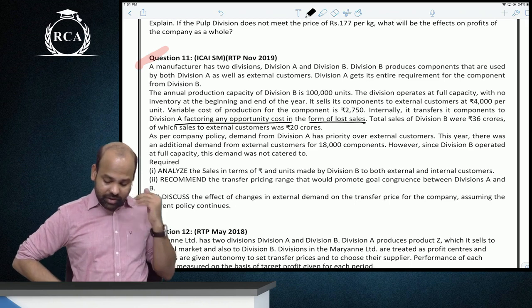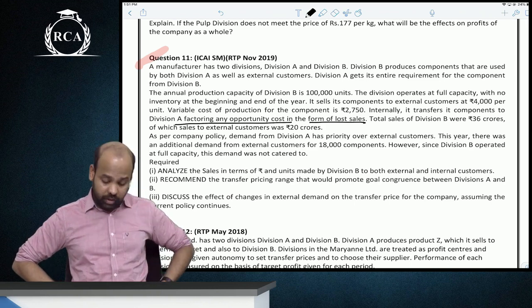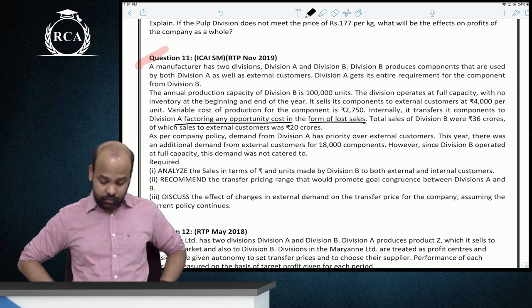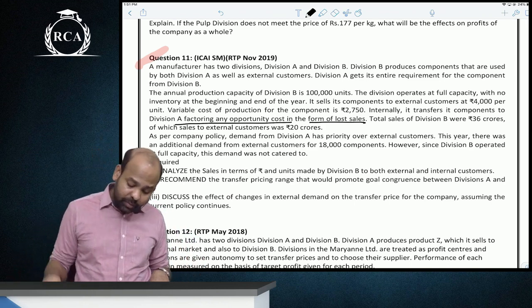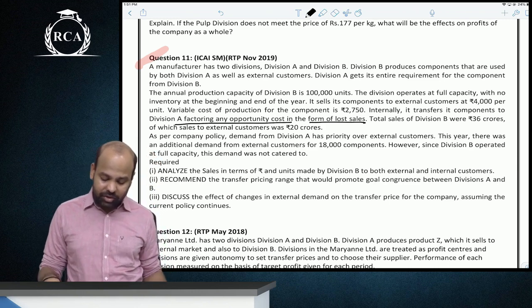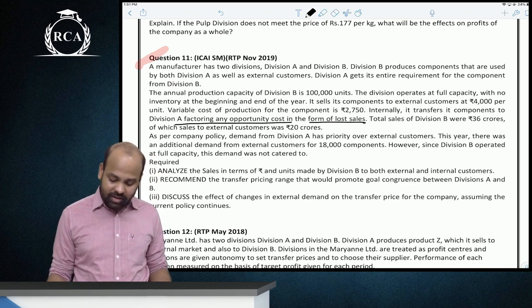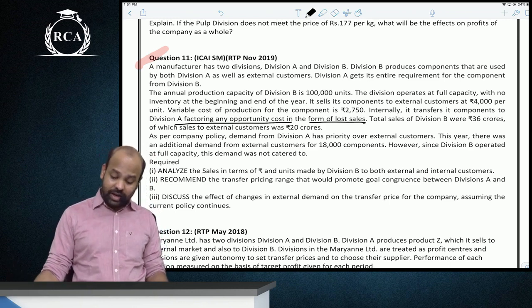Total sales of division B were 36 crores, out of which sales to external customers were 20 crore rupees. As per the company's policy, the demand from Division A has priority over external customers. This year, there was an additional demand from external customers for 18,000 units.